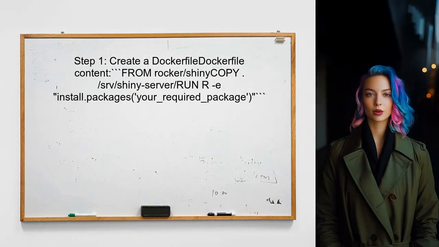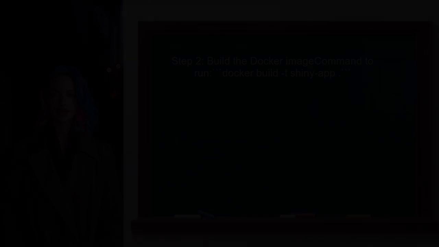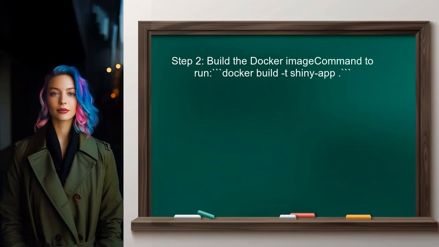To begin deploying the Shiny app, the user should create a Dockerfile. This file will define the environment for the Shiny app and specify the necessary packages. Next, the user needs to build the Docker image using the Dockerfile. This can be done by running a command in the terminal that specifies the current directory.